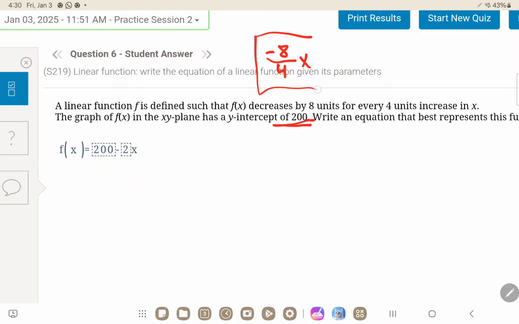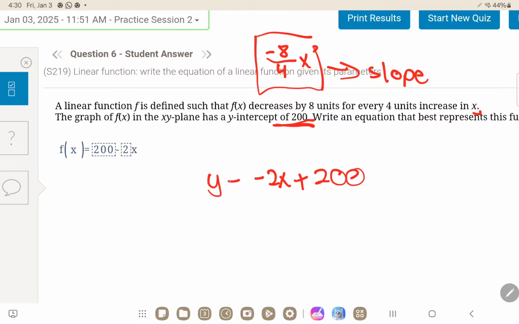So this is our slope, because it tells you the change per increase in x. So this is the slope. And they told you b. b is the y-intercept. So the y-intercept is 200. Negative 8 over 4 is the same as writing negative 2x. And the y-intercept is 200.